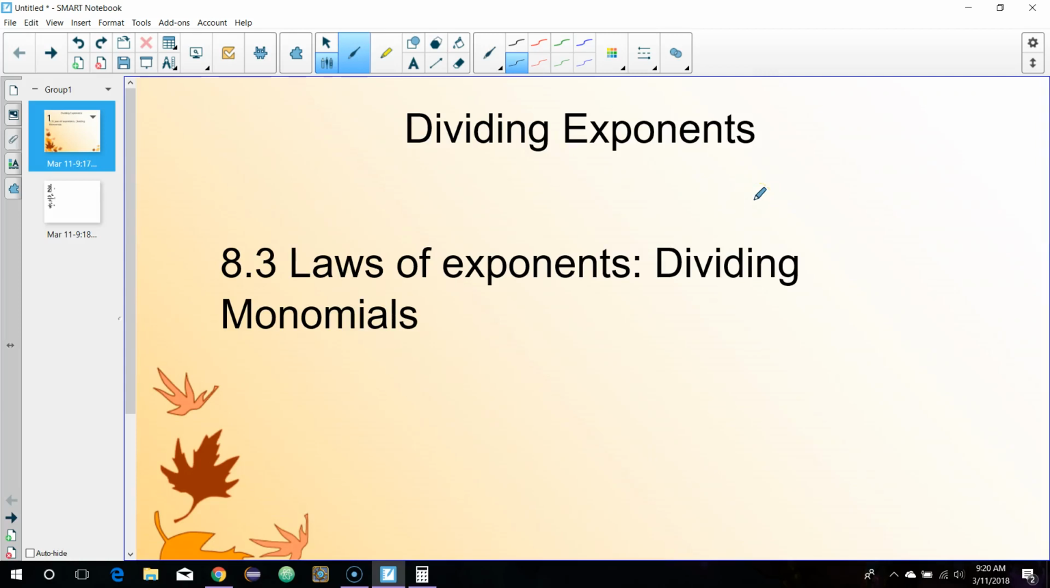Okay, hopefully you finished that quiz, and we are going to go into the next part of this lesson, which is dividing exponents. It's actually in your book, Exponent 3. The name sounds a little bit different, but it's still the same thing. You're trying to divide the exponents.